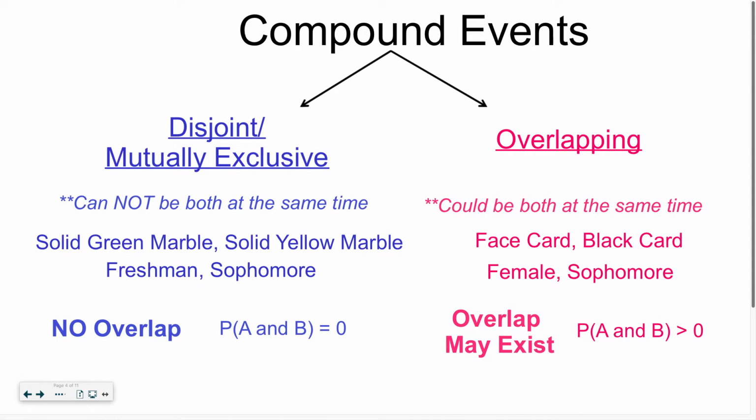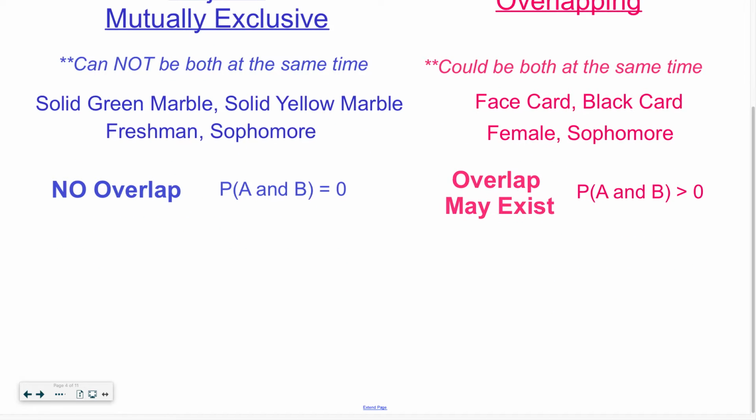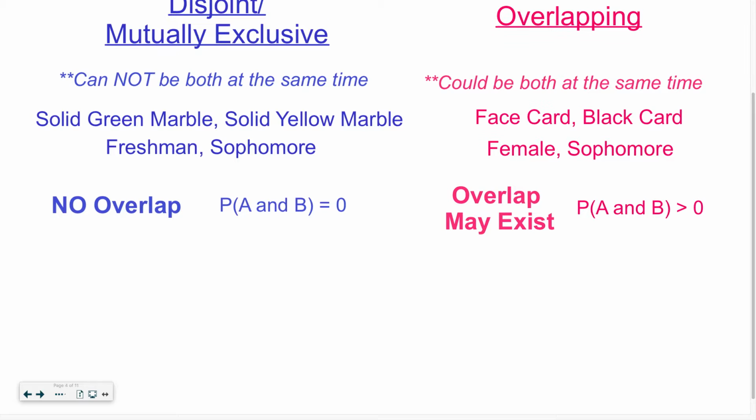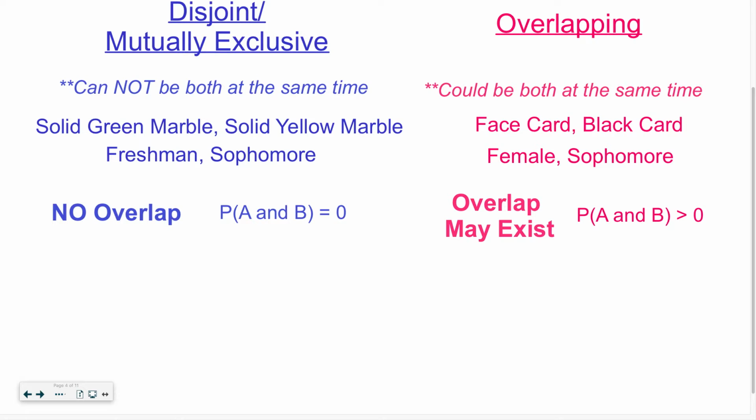Okay, and the last thing for those two columns is the information about overlaps. Disjoint or mutually exclusive have no overlaps. Overlapping have overlaps. And then I wrote something down about the probability of A and B, and that's really important, so include that in your notes. Add to this right here.